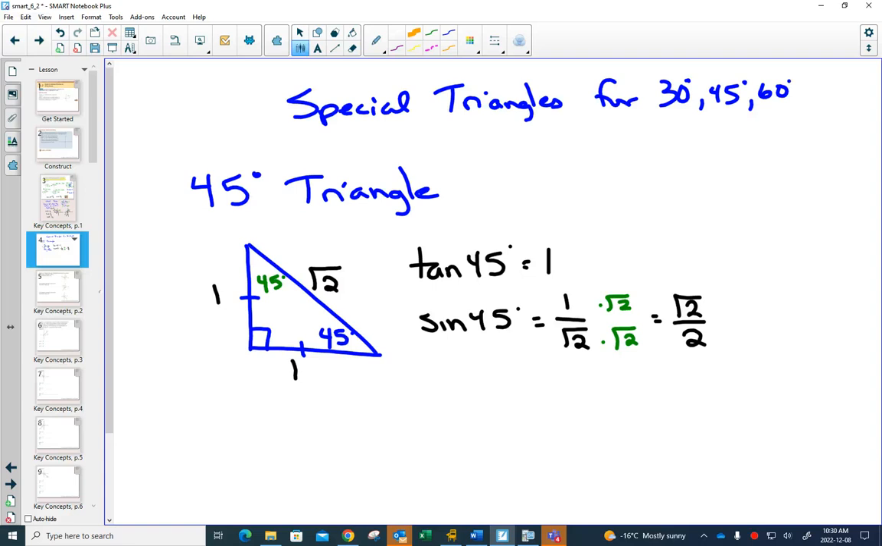If you type in root 2 over 2 in your calculator, you'll get 0.707... If you type in sine of 45 into your calculator, you will get 0.707, exactly the same as root 2 over 2. So because we can draw this triangle, we can do tan of 45, sine of 45, and cos of 45, I'll already rationalize it, will also be root 2 over 2.